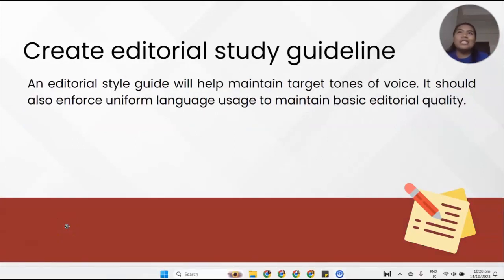And lastly, classmates, creating an editorial style guide will help us maintain the target tone of voice when writing. It also enforces uniformity and consistency with the use of language to maintain basic editorial quality. And of course, it also increases credibility among our web page visitors or users.